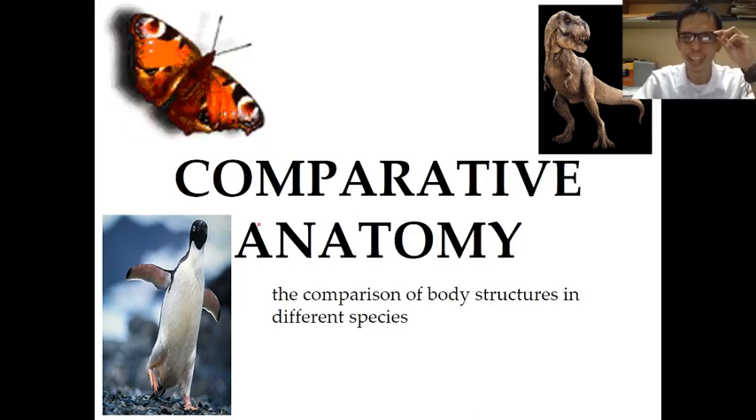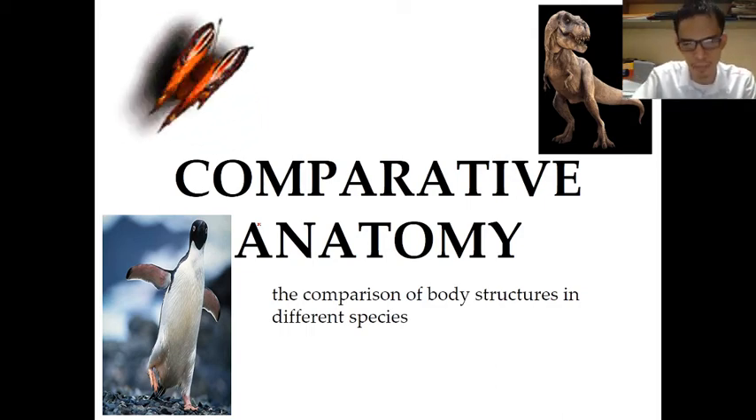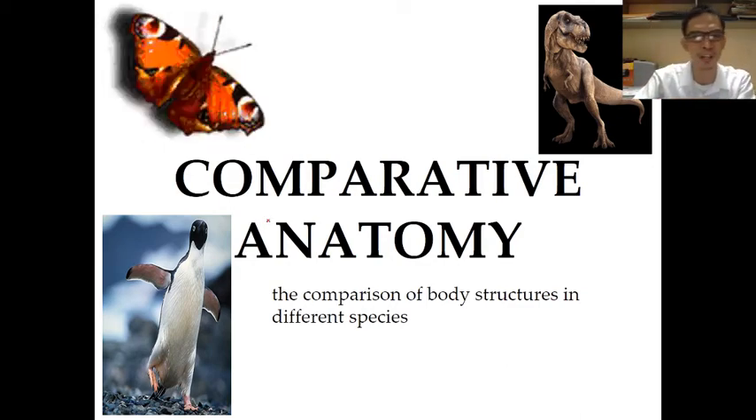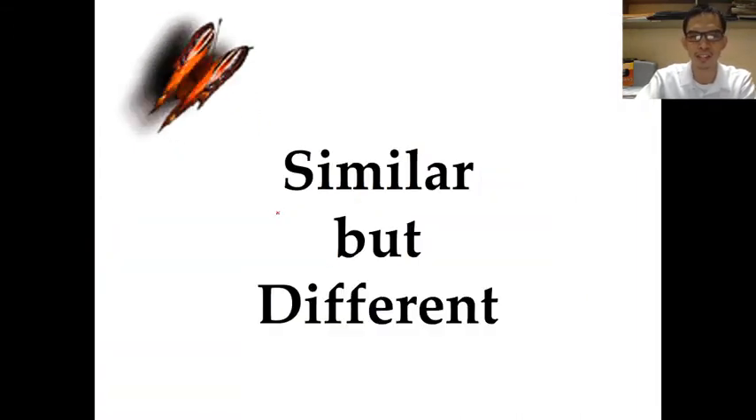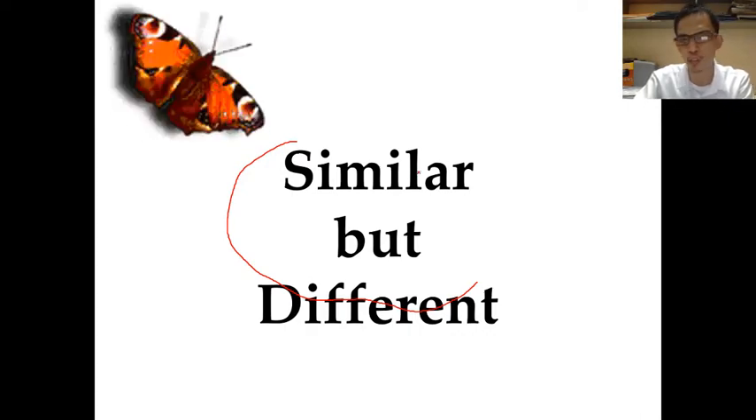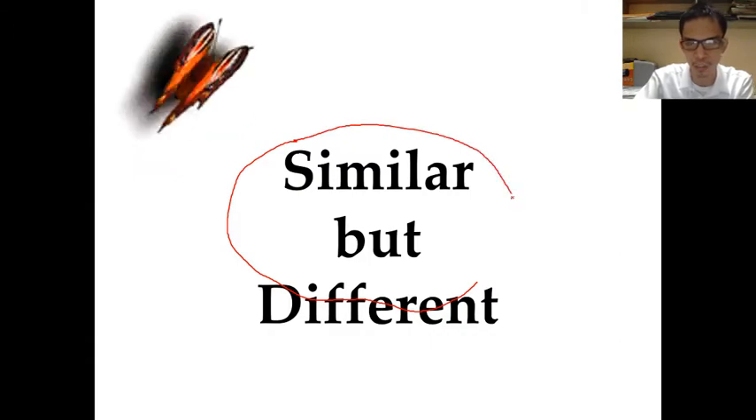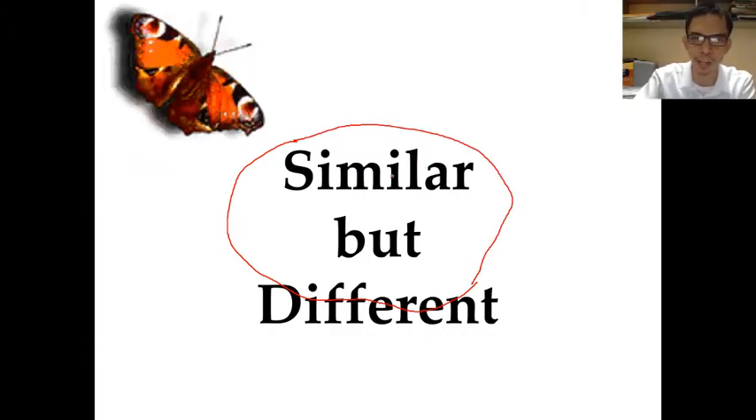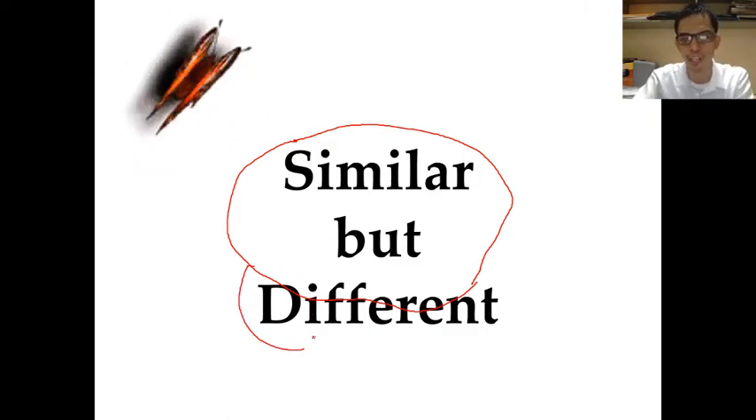So in this case, we will try to find out if there are some body structures that are the same in one species, and that particular body structure can be found on the other species as well. Alright, so let's start. So we have here the similar but different. Are there structures which look similar but different in terms of function? Or it's something like similar in function but different in structure. So let's try to find out.